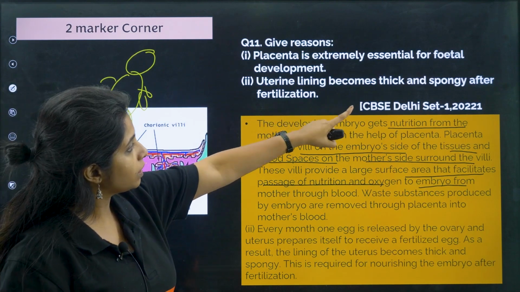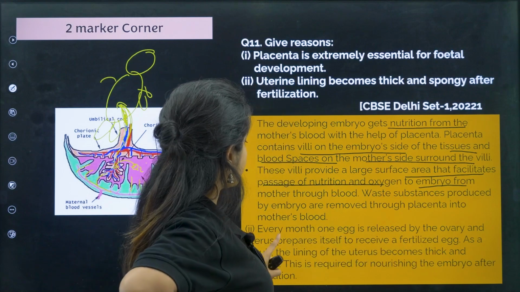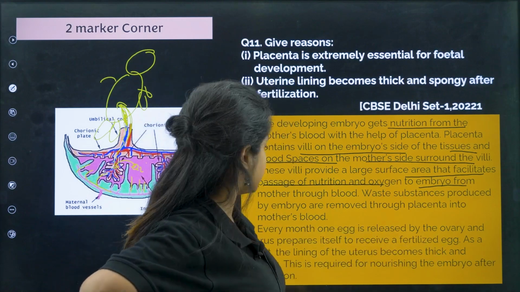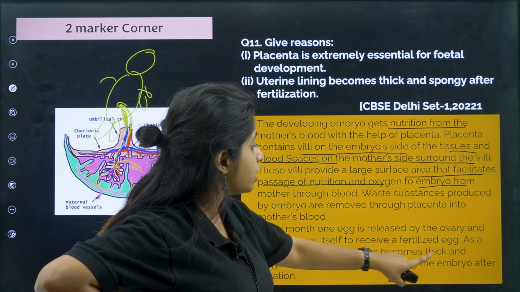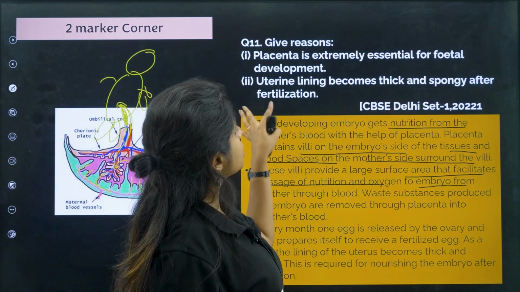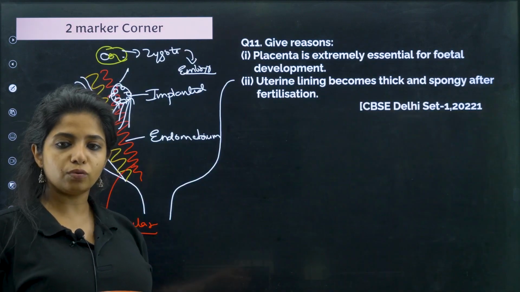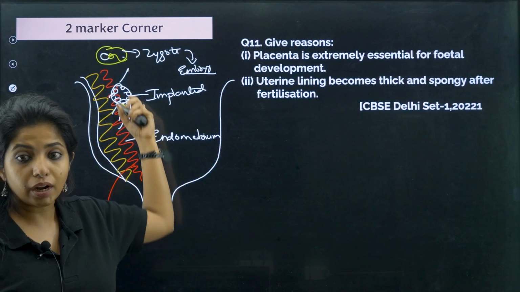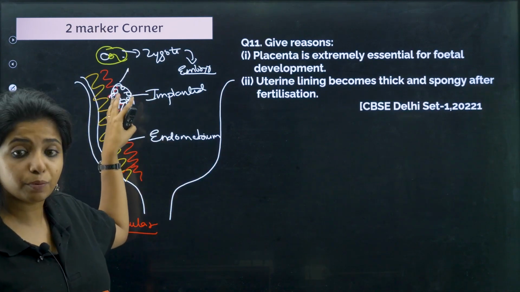Now, the uterine lining becomes thick and spongy after fertilization. Every month, one egg is released by the ovary and the uterus prepares itself to receive a fertilized egg. As a result, the lining of the uterus becomes thick and spongy. This is required for nourishing the embryo after fertilization. So the question is kind of wrong. Spongy after fertilization, it's before fertilization only. Before fertilization only, it will start to become thick, so that if fertilization happens, then this layer has to provide nourishment.